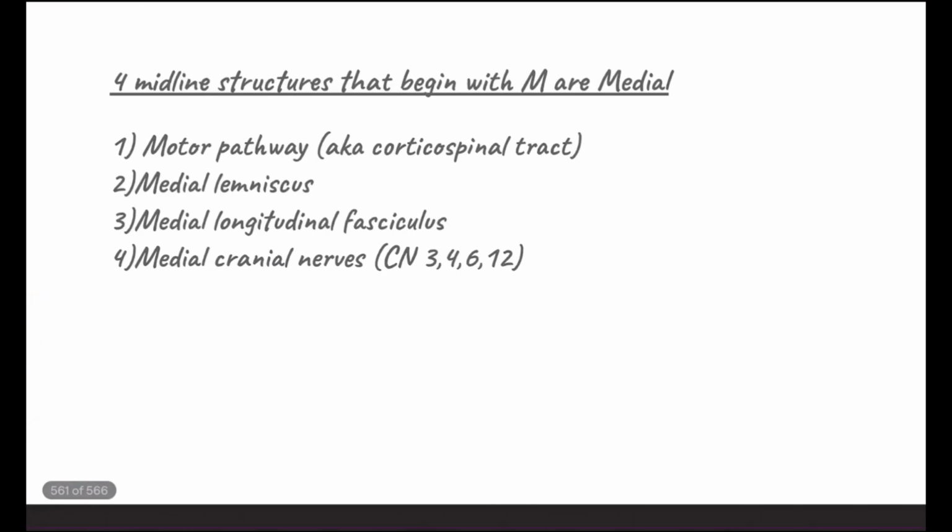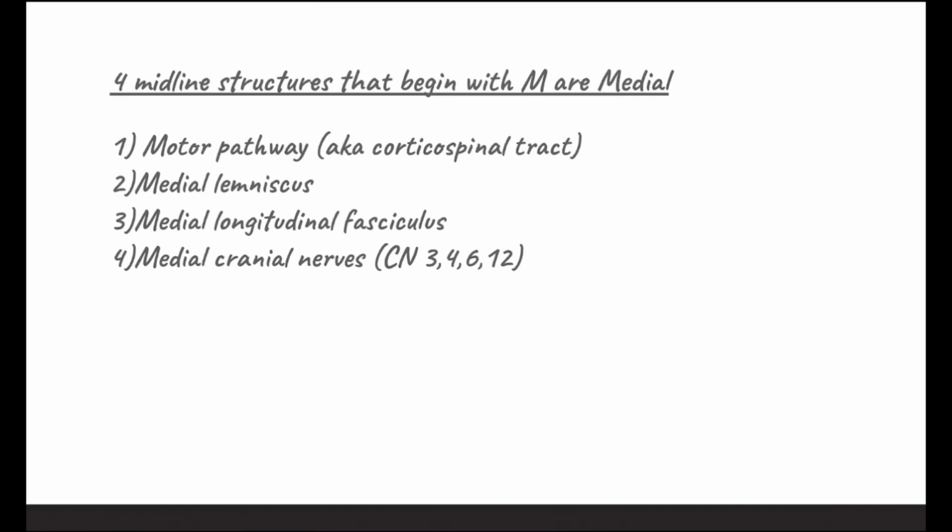With this in mind, let's move to the next part of this rule of 4, which states that there are 4 midline structures. They all begin with M and they are medial. For example, we have the motor pathway, which is also known as the corticospinal tract. So if this is going to be affected, there will be contralateral motor deficits. It starts with an M, it is medial.